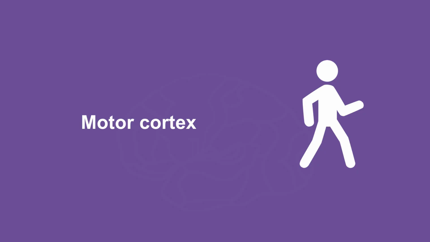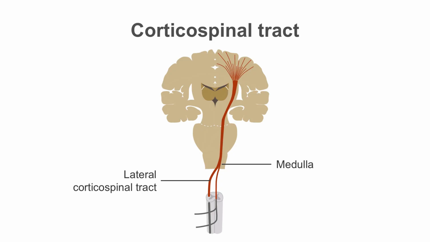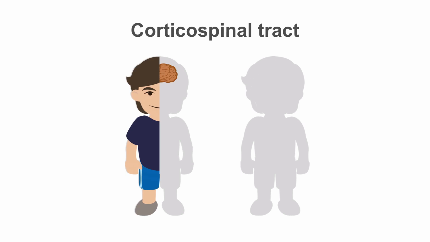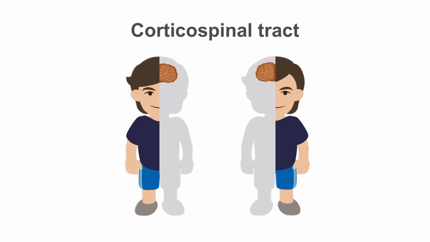Let's take a closer look at the motor cortex. The motor cortex is the origin of the primary motor tract from the brain to the spinal cord, the corticospinal tract. The corticospinal tract fibers descend through the white matter and cross at the pyramidal decussation in the medulla. This results in the left side of the brain controlling the right side of the body, and vice versa.